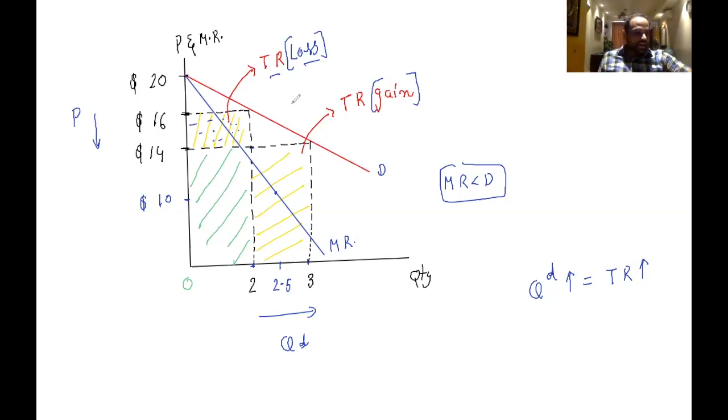Did you understand this graph? Yes or no? Say something. Any question? Yes or no? Or move on.